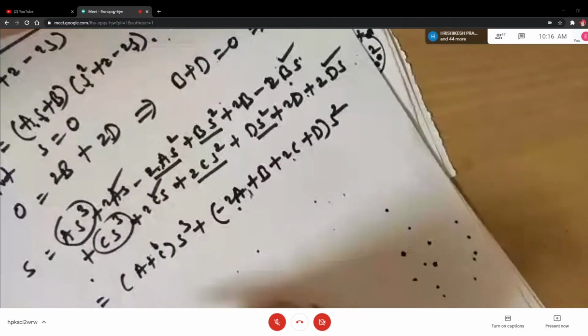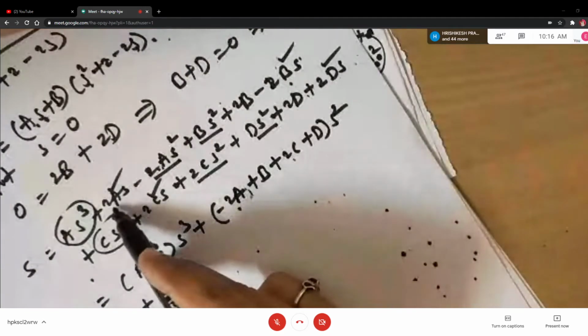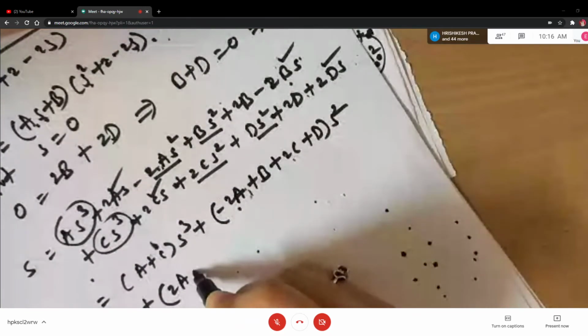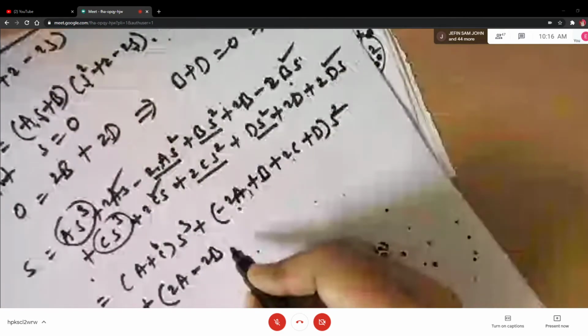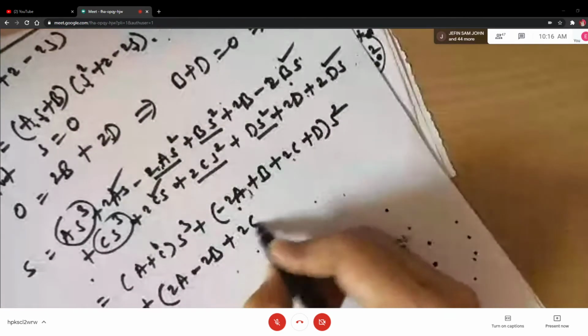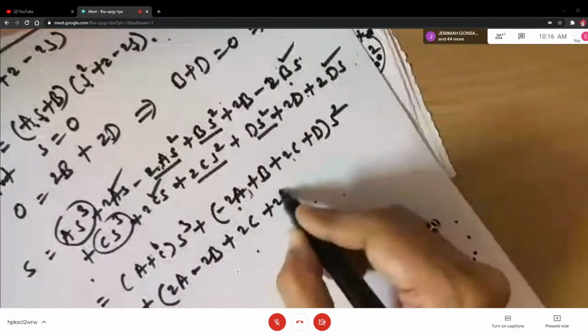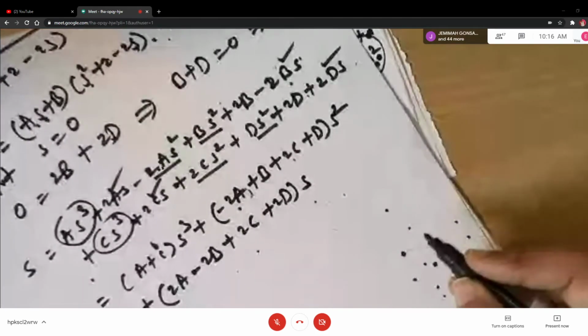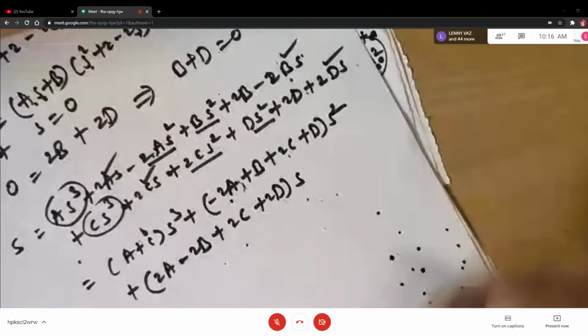Again there are 4 terms in s also. So when I take s out, what is remaining from this? 2a. What is remaining from this term is 2b. Here 2c and last term 2d. And this is s common, right? And then remaining all will be the constant terms which are not coefficients of s.